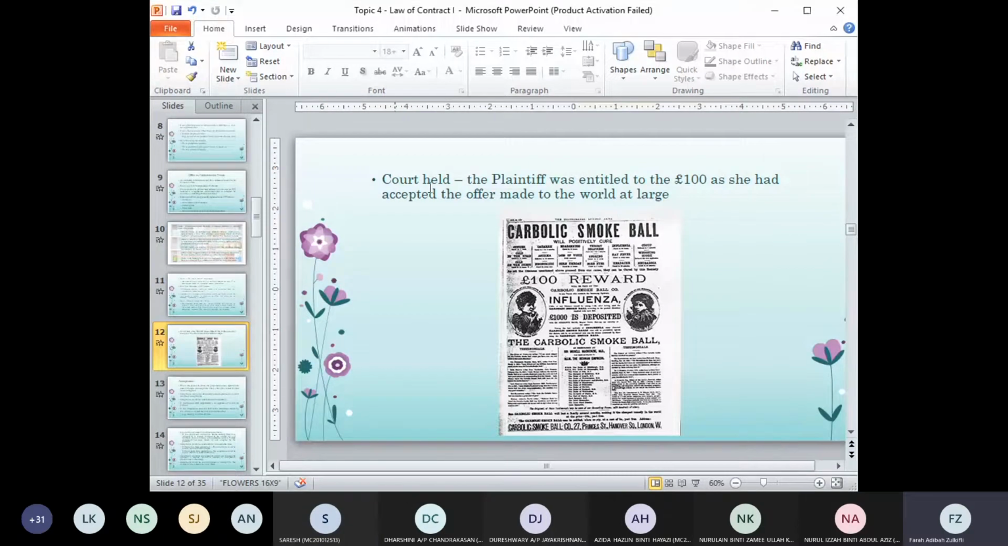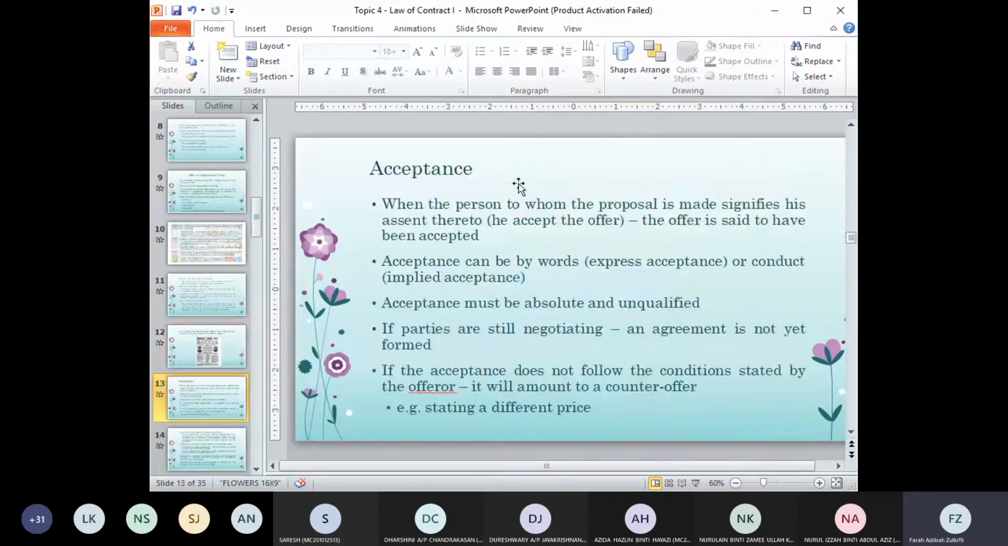So if there is no question about offer, we will continue to the second element. The second element is acceptance. So the first element is, if you want to create a contract, someone must offer to do something. Someone must offer something to the other party. So when the person to whom the proposal is made signifies his assent thereto, when someone offers to do something for you, or offers something to you and you accept the offer, it can be said that you have accepted the offer. So there is the second element, which is acceptance.